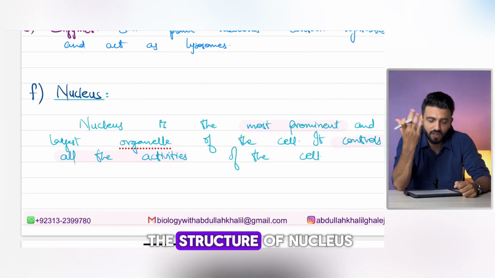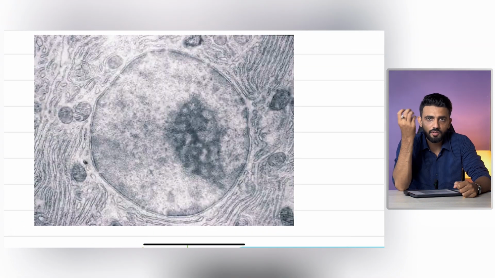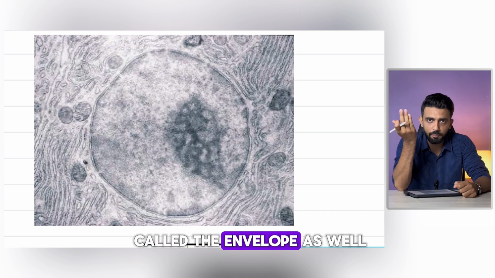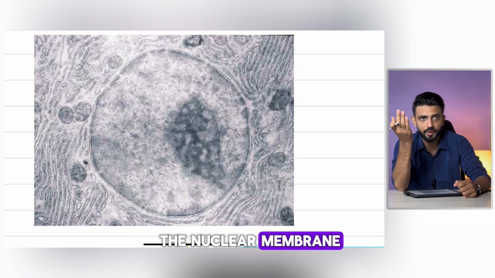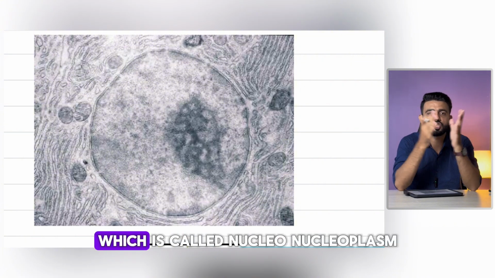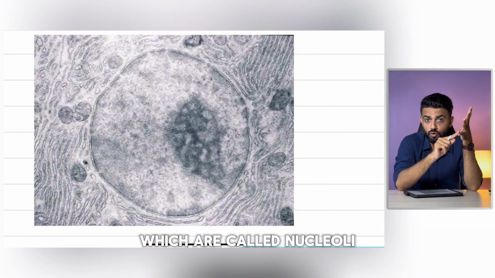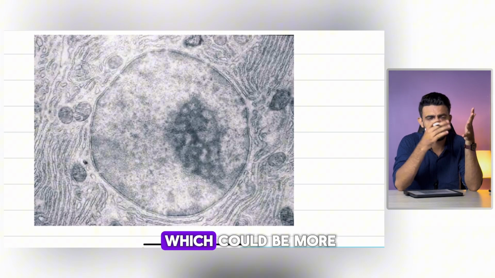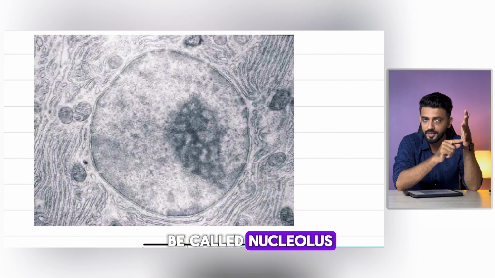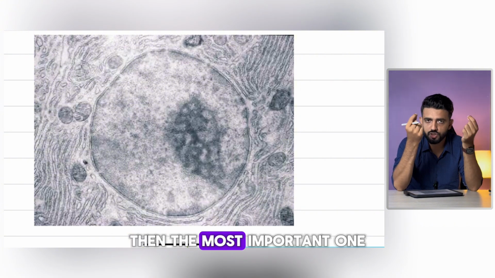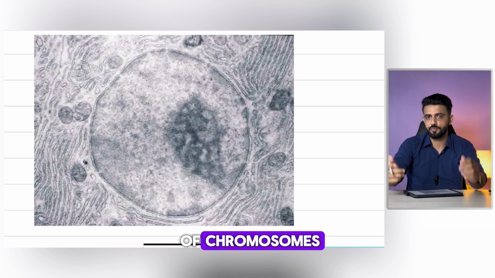Secondly, when we look at the structure of the nucleus, this is what the nucleus would look like. It has a double membrane, the nuclear membrane, which is called the envelope as well. Inside, it has a fluid which is called nucleoplasm. Then there are smaller structures which are called nucleoli, which could be more than one. If there is just one, it would be called a nucleolus. Then the most important one, the DNA, which is present in the form of chromosomes.